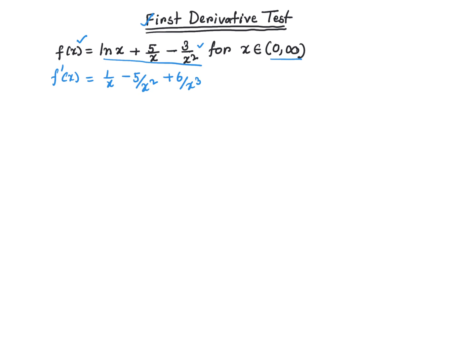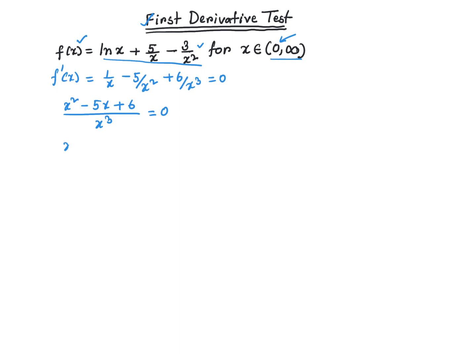So now I need to set that equal to 0. If I do that, I'm going to rewrite the equation. So it's going to be x squared minus 5x plus 6 over x cubed, and that is going to be equal to 0. However, x cannot be 0 because 0 is not included. So I can multiply both sides of this equation by x cubed.